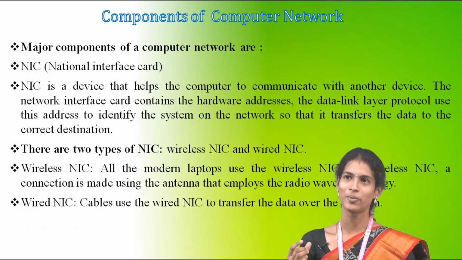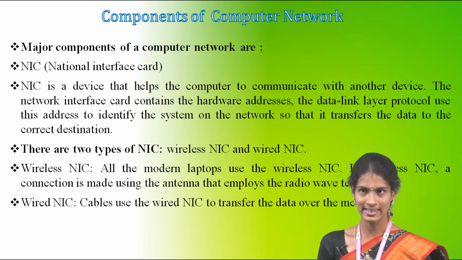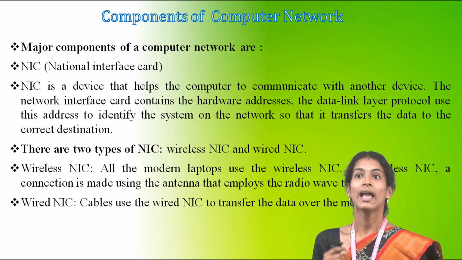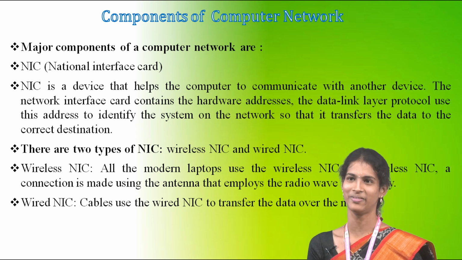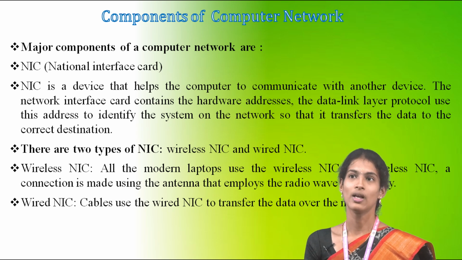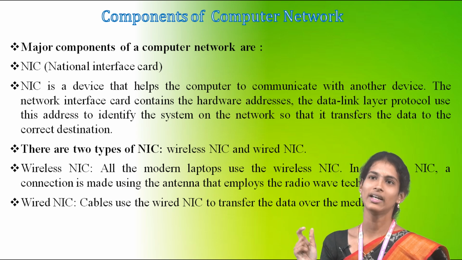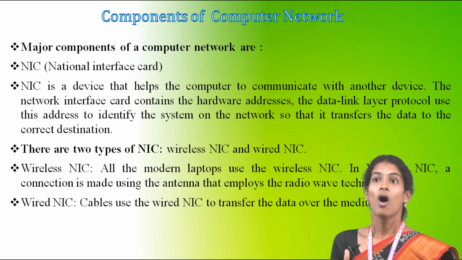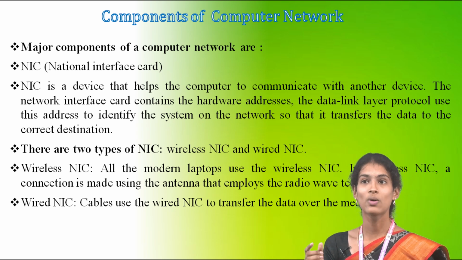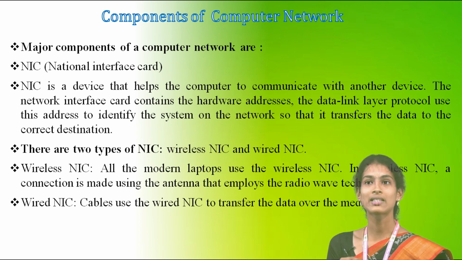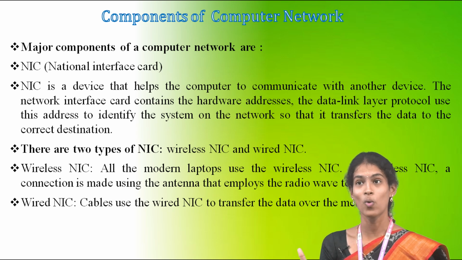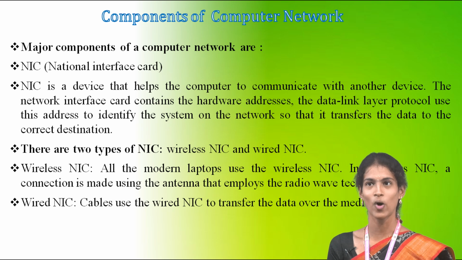Major components of computer network. The first, NIC, Network Interface Card. NIC is a device that helps the computer to communicate with another device. There are two types of NIC, wireless NIC and wired NIC. Wireless NIC. All the modern laptops use the wireless NIC. In wireless NIC, a connection is made using the antenna that employs the radio wave technology. The next, wired NIC. Cables use the wired NIC to transfer the data over the medium.